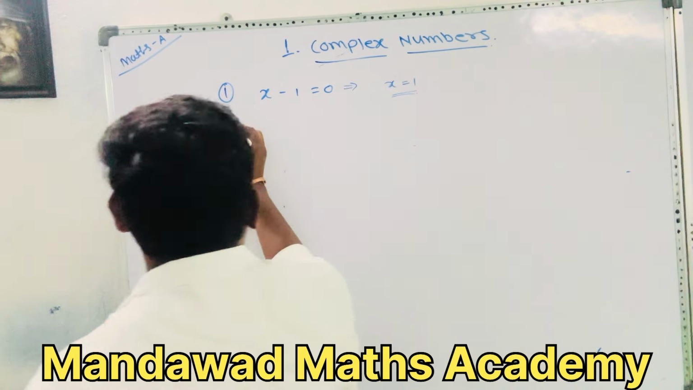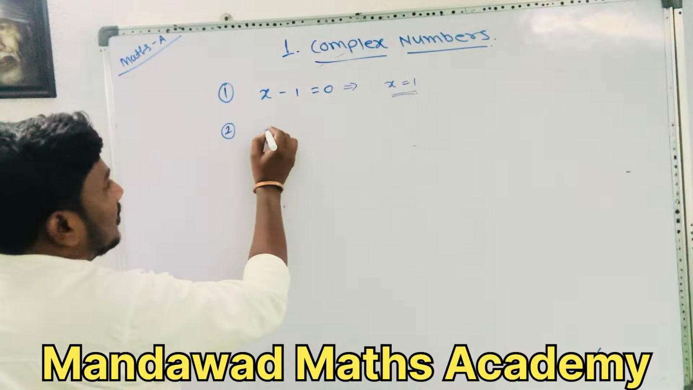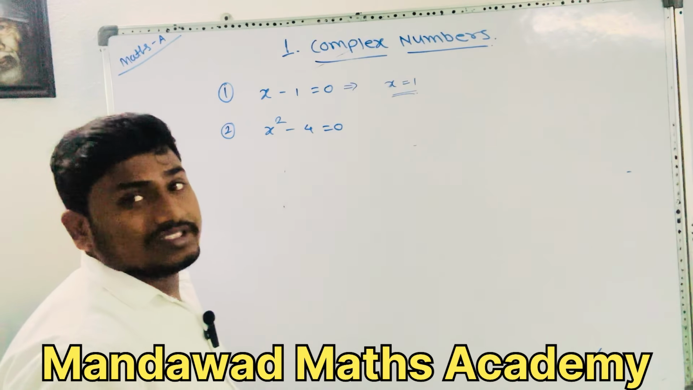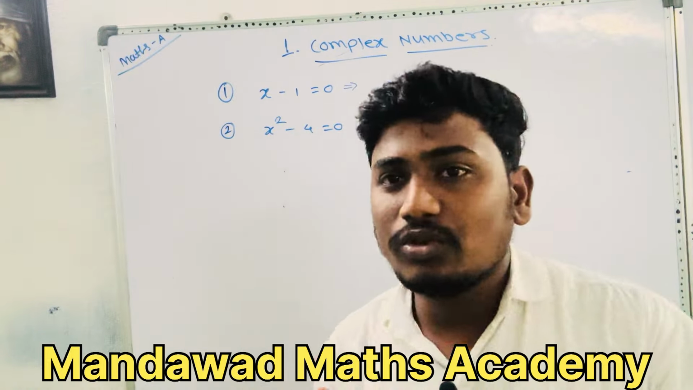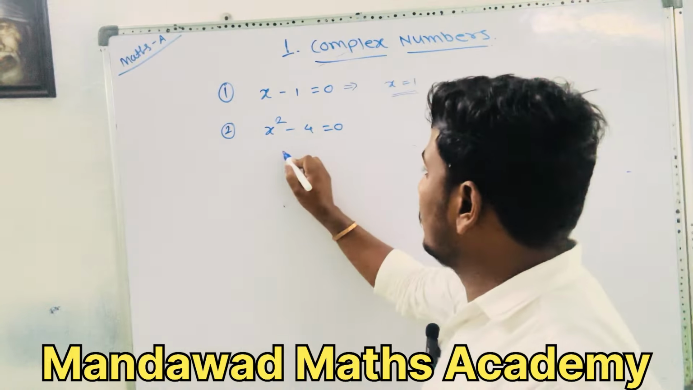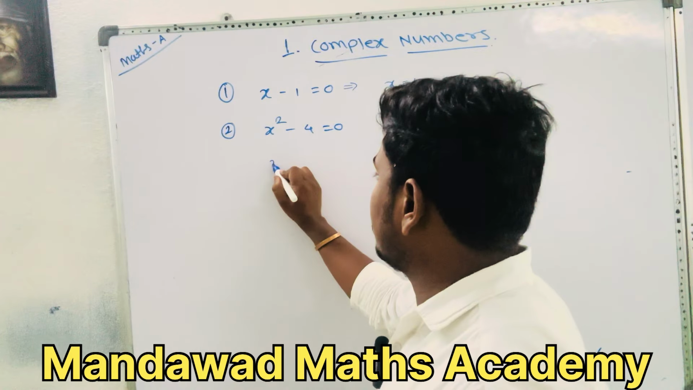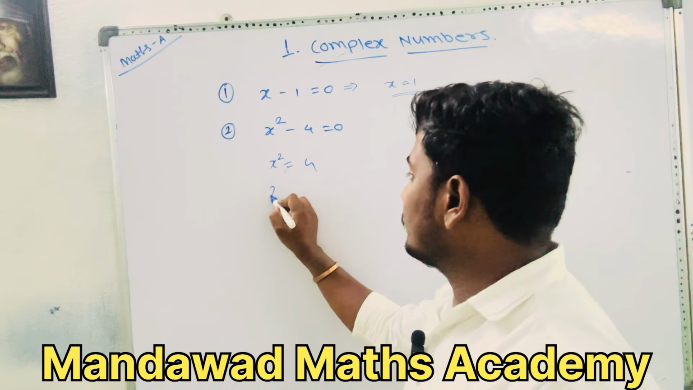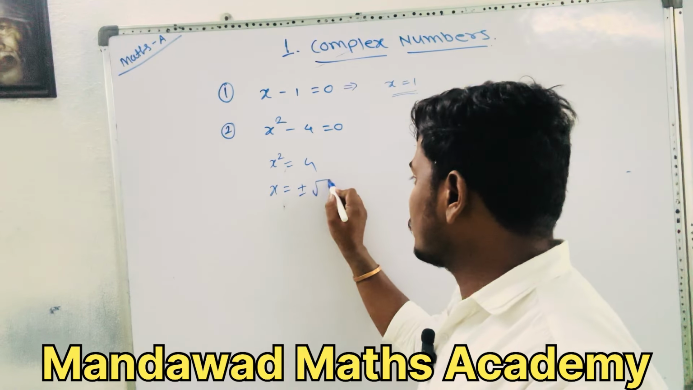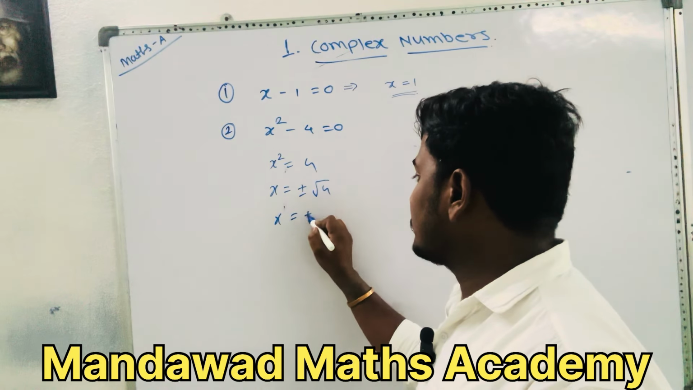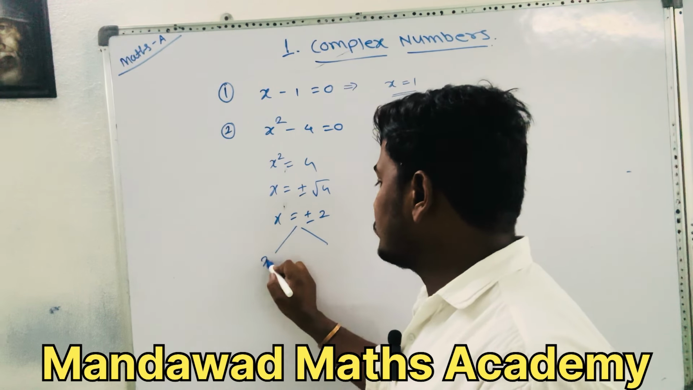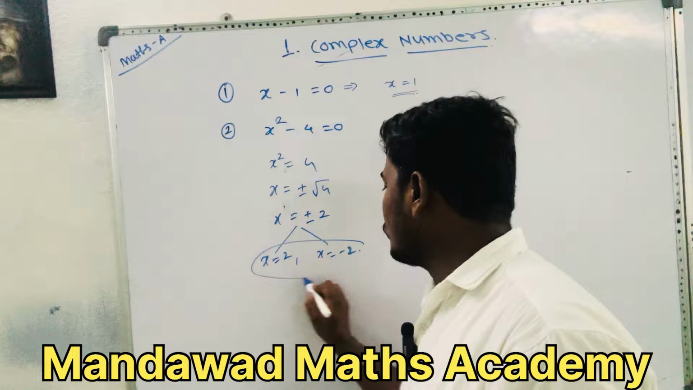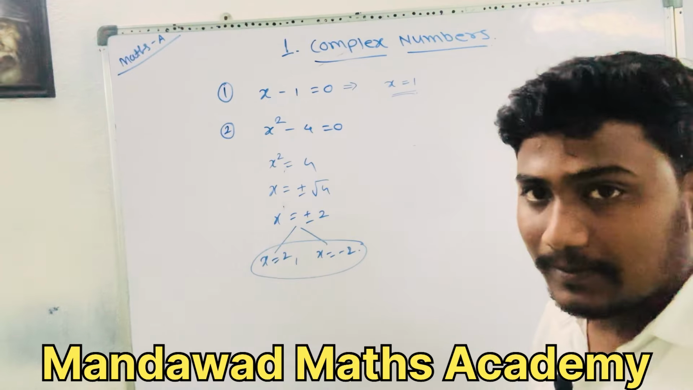Yes. Now second example, let us consider x square minus 4 equal to 0. So this is a quadratic equation. What is the solution of this quadratic equation? This can be written as x square equal to 4. Am I right? So we take square root on both sides, we get x equal to plus minus root 4, means x equal to plus minus 2, means there are two roots, x equal to 2 and x equal to minus 2. So these roots are real numbers here.